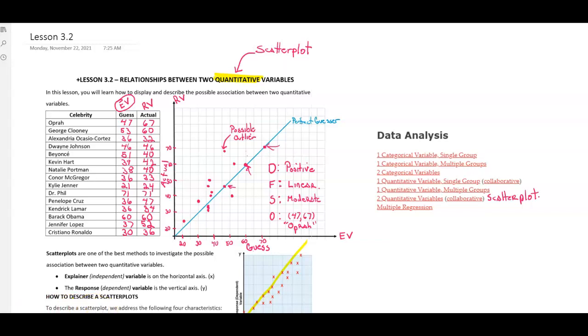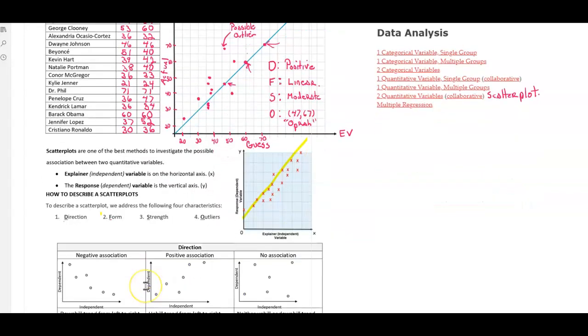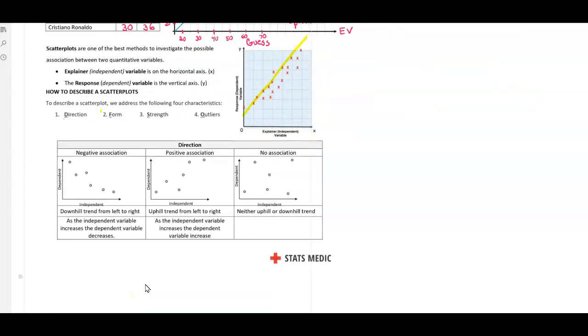When you describe a scatter plot, we use these four things. The direction, so a direction can either be positive or negative. That's this right here that we talked about. Negative meant the trend was going downhill. Positive, the trend was going uphill.